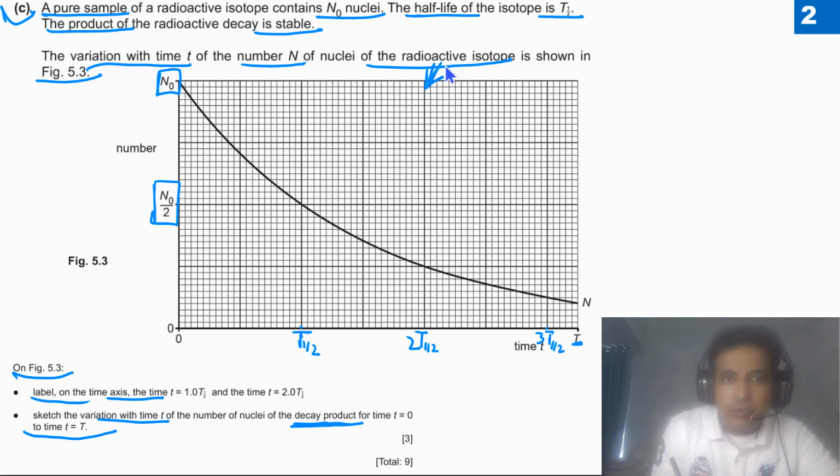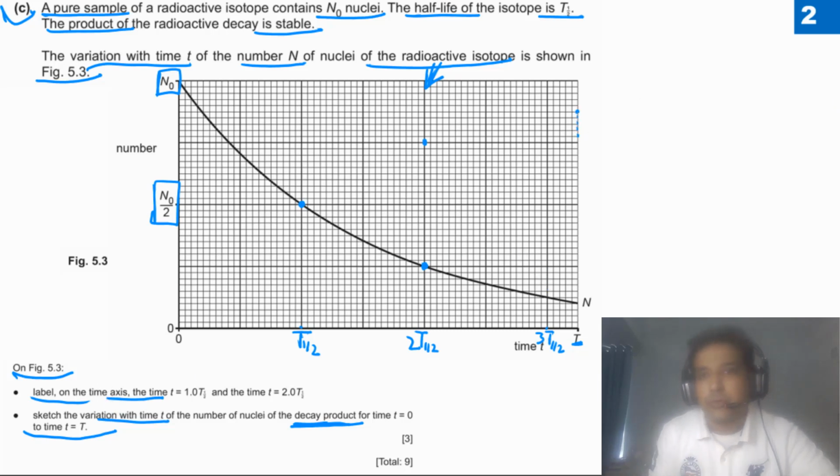Now when the number of nuclei of radioactive isotope becomes half, the number of nuclei of decay product also becomes half, meaning 50%. So here 50%, and now here we have 25% of nuclei of radioactive isotope. So we will have 75% of decay product, and again it becomes half, so it will be halfway here. So 1, 2, 3, 4, 5 here.